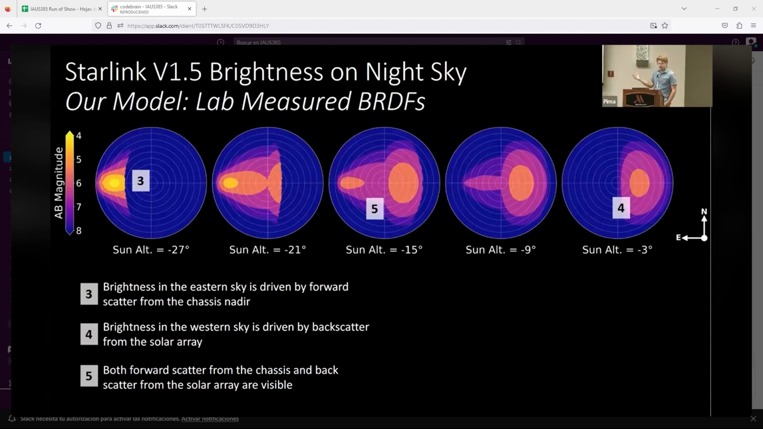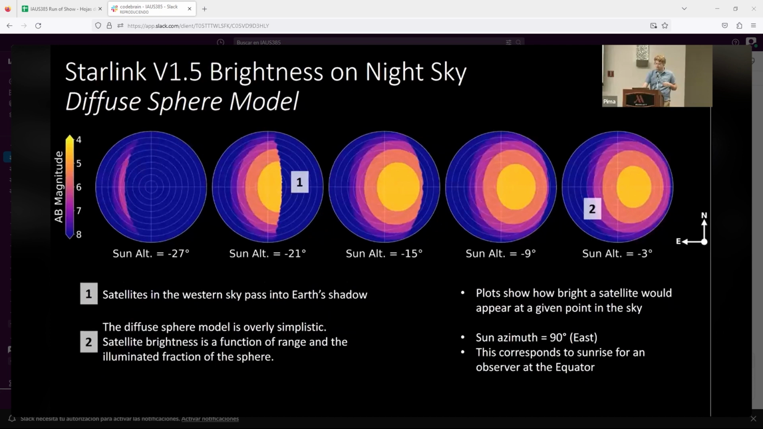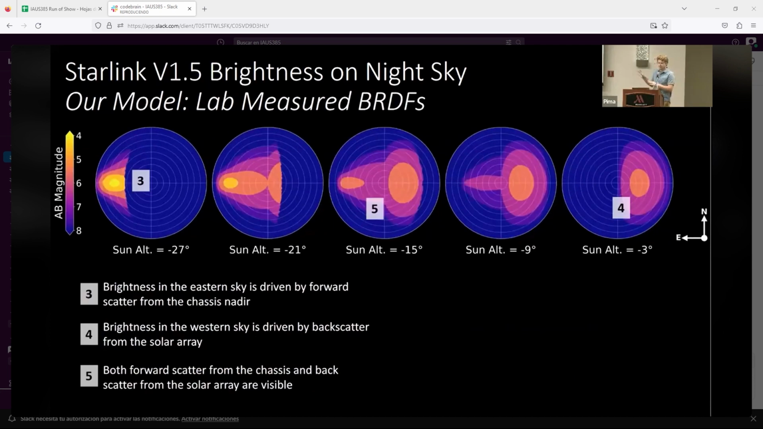So this is our model with laboratory measured BRDFs. And you can see that, as compared to the diffuse sphere model, we actually have two separate lobes of brightness. Deep into night on the eastern horizon, you can see that light being specularly reflected from the chassis. And then as the sun rises in the western sky, you get this lobe of brightness backscattered from the solar array. And hopefully you're already thinking about the applications to LSST.